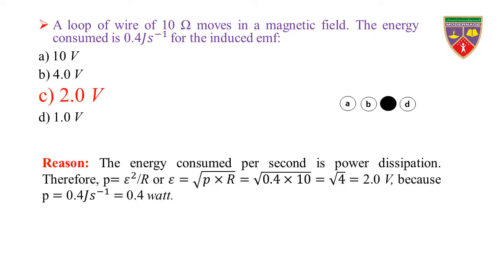Reason: the energy consumed per second is the power dissipation. Therefore, P is equal to epsilon squared divided by R, or epsilon is equal to square root of P into R, which is equal to square root of 0.4 into 10, which is equal to square root of 4, which is equal to 2.0 volts, because P is equal to 0.4 joule per second, which is 0.4 watts. Hence, the induced EMF in the loop is 2.0 volts.